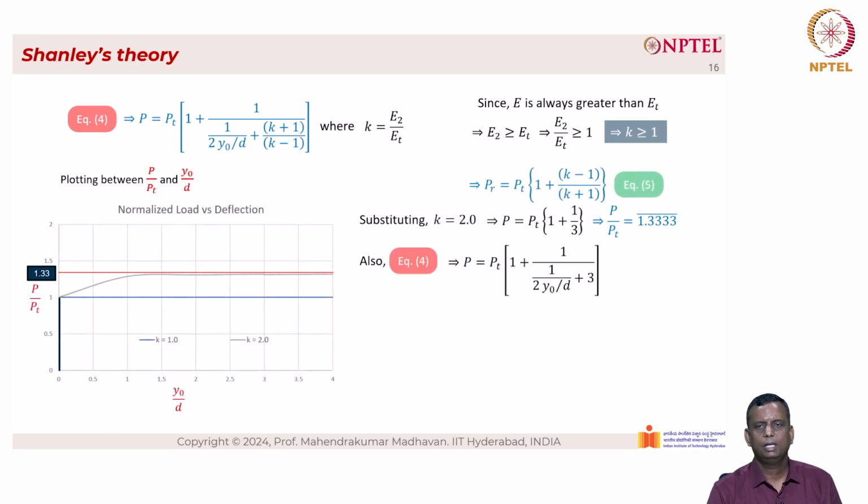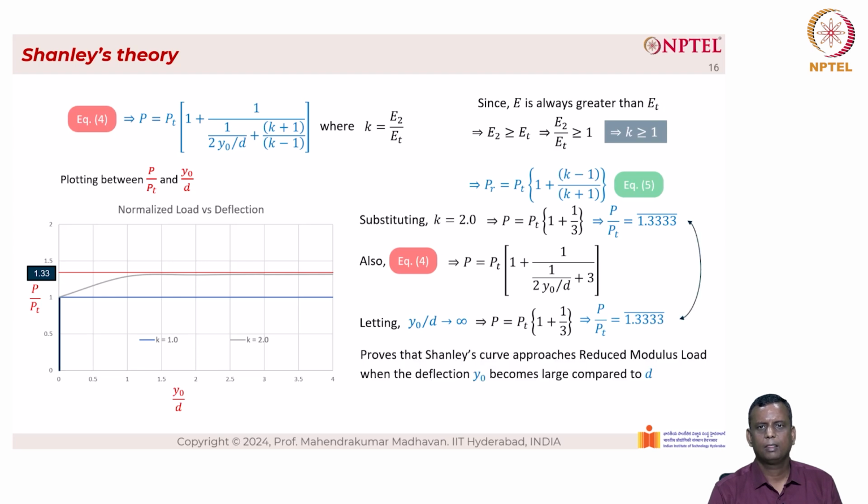Equation 4 is P equal to P sub t into 1 plus 1 by 2 y naught by d plus 3. Now, as y naught by d tends to infinity, we have P equal to P sub t into 1 plus 1 by 3, which indicates P by P sub t equal to 1.33. This proves that the Shanley's curve approaches reduced modulus load when the deflection y naught becomes large compared to d.